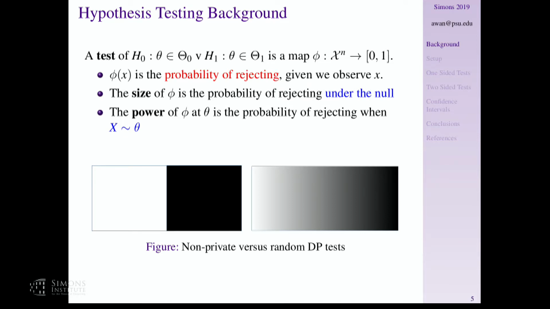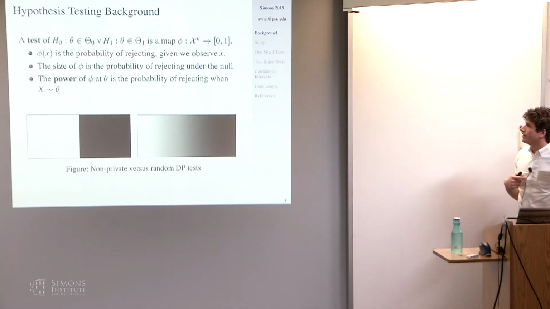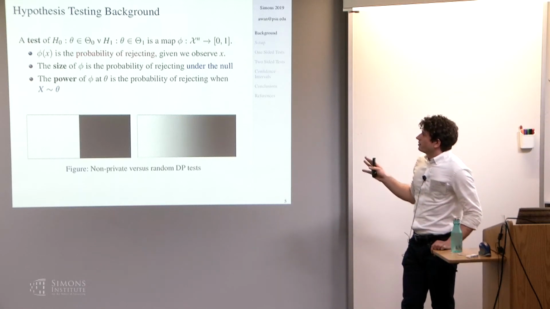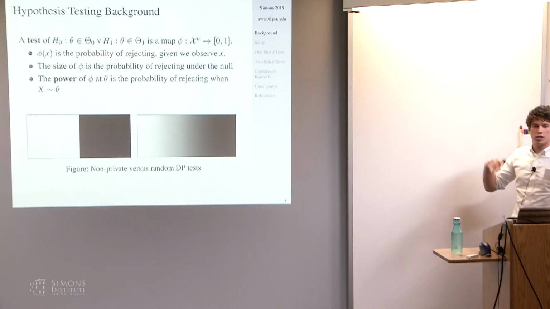Given that we've limited the type 1 error, we want to have the most powerful test possible, which means that when the alternative is true, we want to be able to reject as much as possible. We say the power at some value theta is the probability of rejecting when we're getting data from that parameter value. OK? So we're going to look at tests phi that satisfy differential privacy. We're going to fix the size and try to optimize the power.